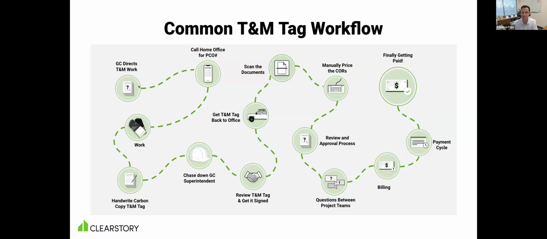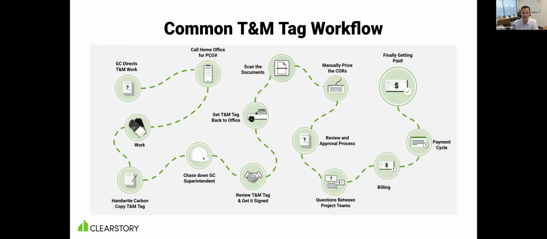It all starts when the GC directs T&M work on the job site. Ideally, you get a PCO tracking number or something where you can align with the GC on where to track the work. You perform the work. The foreman fills out the ticket. Traditionally, most companies still do triplicate carbon copy paper. Some companies will do a fillable PDF form on a tablet.